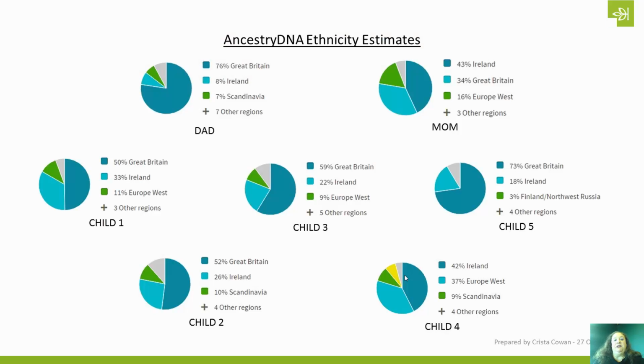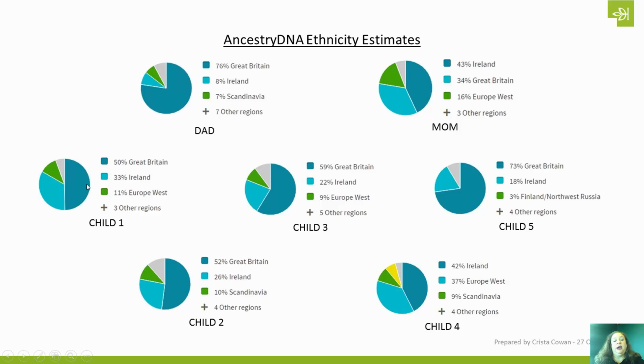So here's a fun little view. I am lucky enough to have both my parents still living, and I am the oldest of 5 siblings. And so I've tested everybody just to get a view of what that looks like. Here you can see my father is 76% British and 8% Irish and 7% Scandinavian. And then he has some other regions, what we call trace regions. My mother is 43% Irish, 34% British, 16% Western European, and then she has some trace regions.